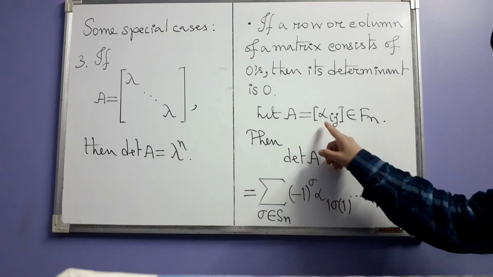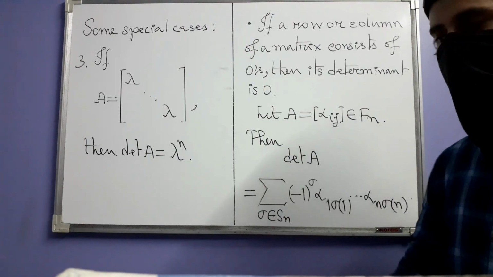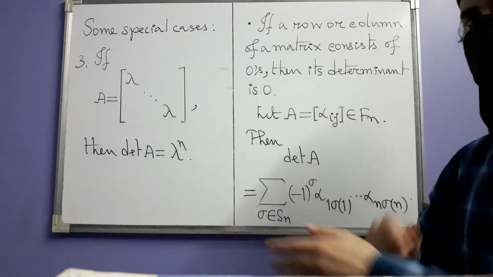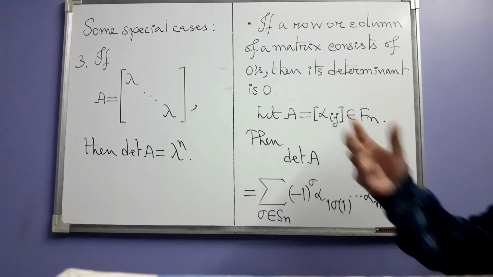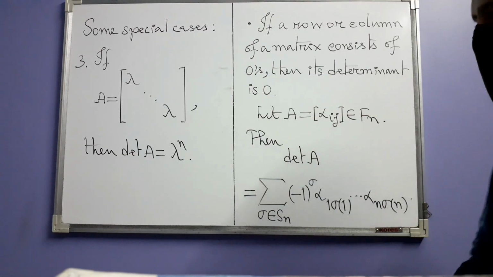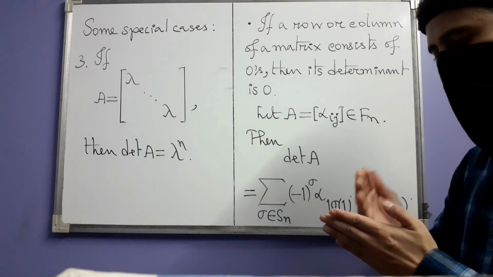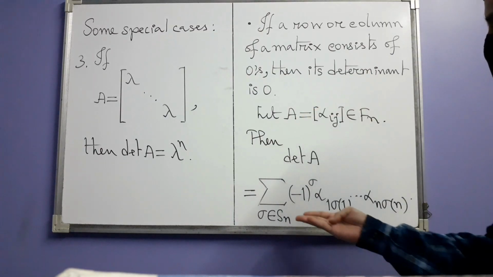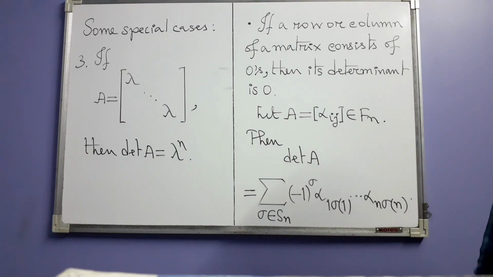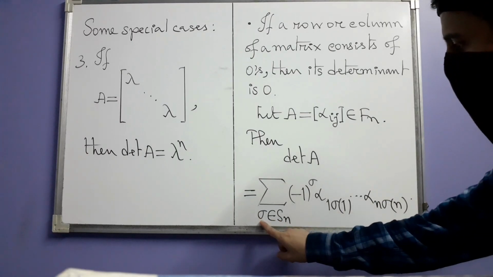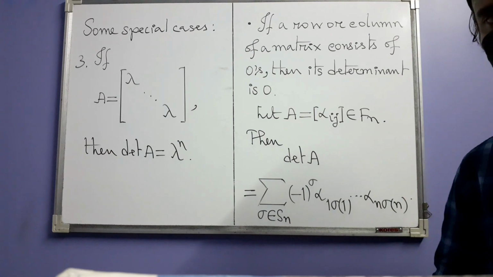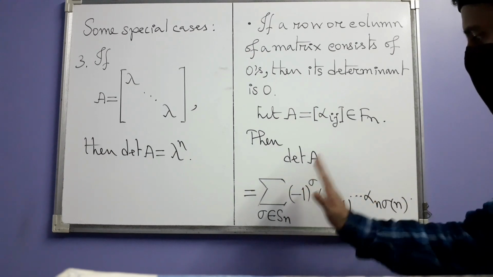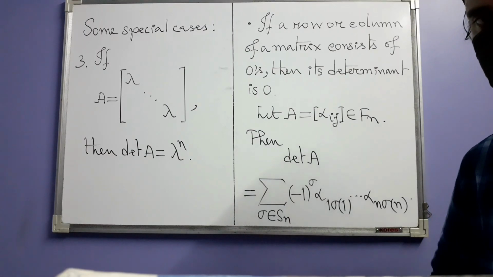Now what are the entries in the first row? Alpha 1 1, alpha 1 2, and so on, alpha 1 n. All of these are 0. That means those alphas are 0 where the first index is 1. How does that make this sum 0? Let's think of it. Say you arbitrarily choose a sigma from your group Sn. So that corresponds to this term. There is no need to think of this minus 1 to the power sigma. It's either 1 or minus 1.